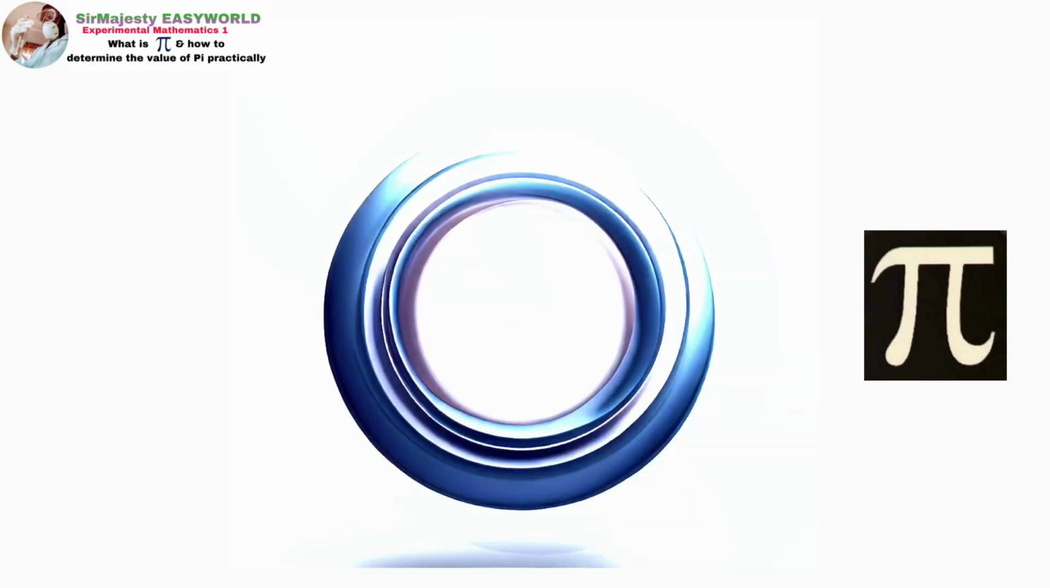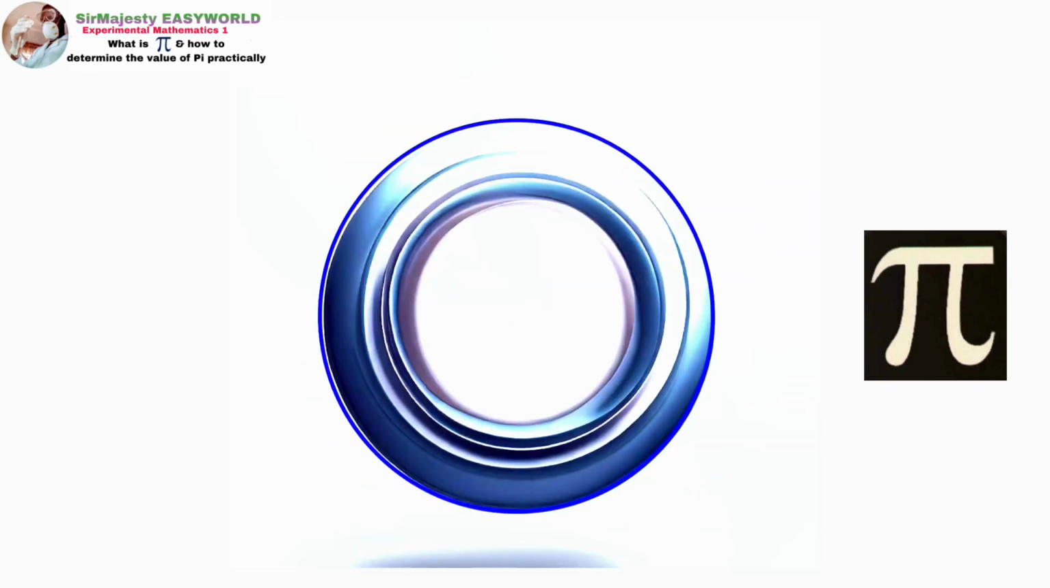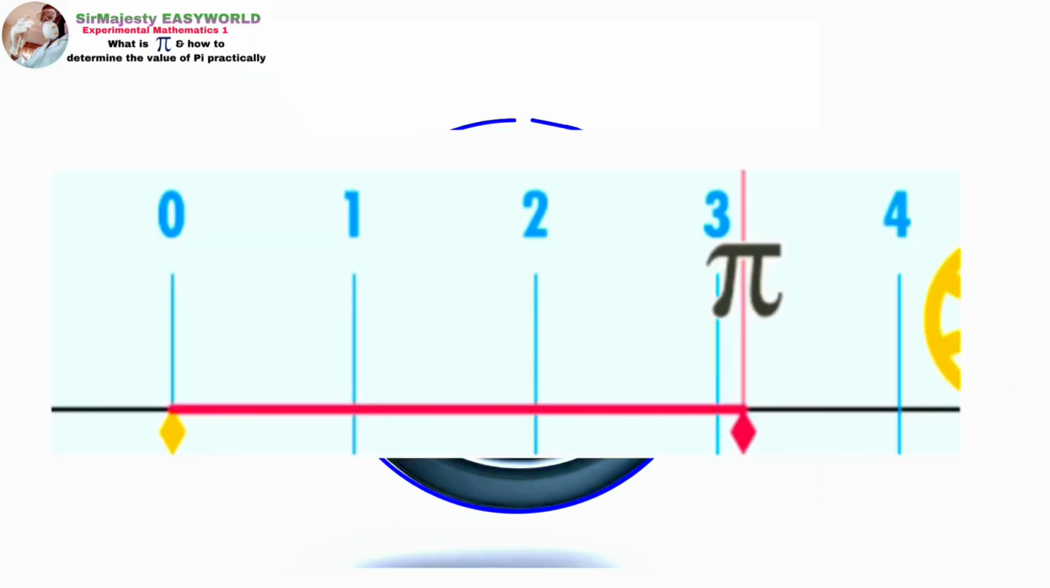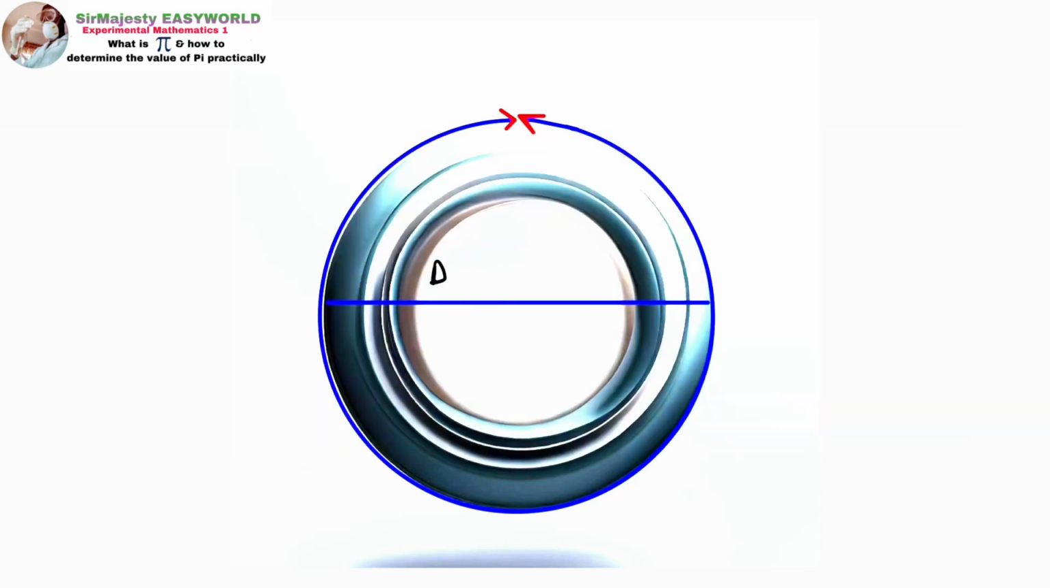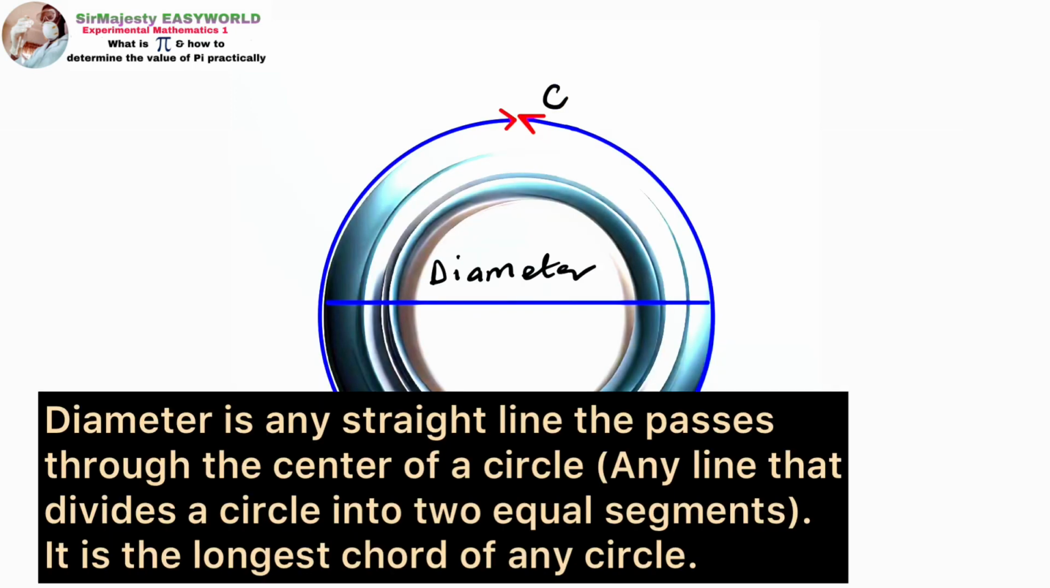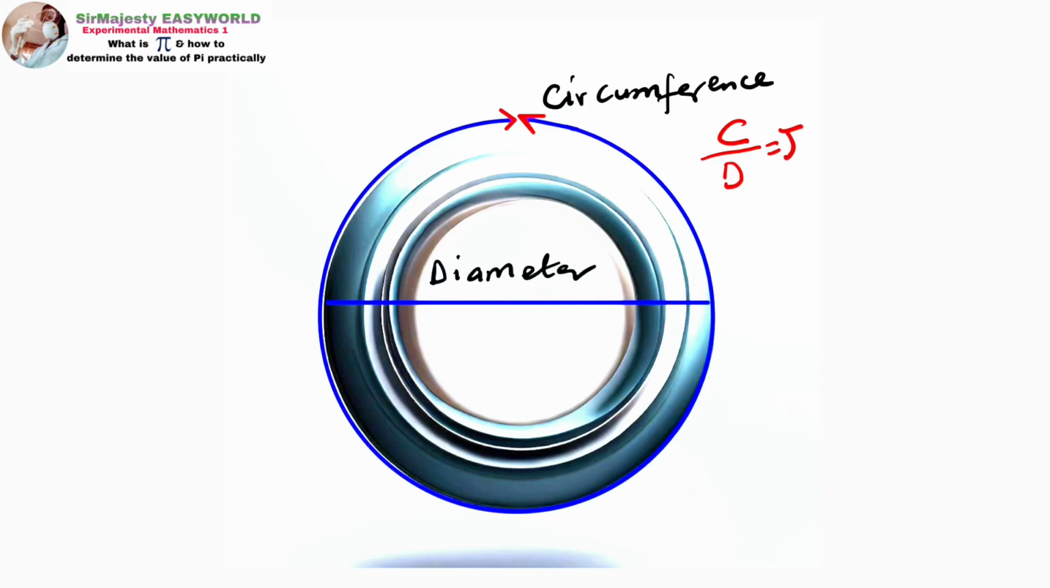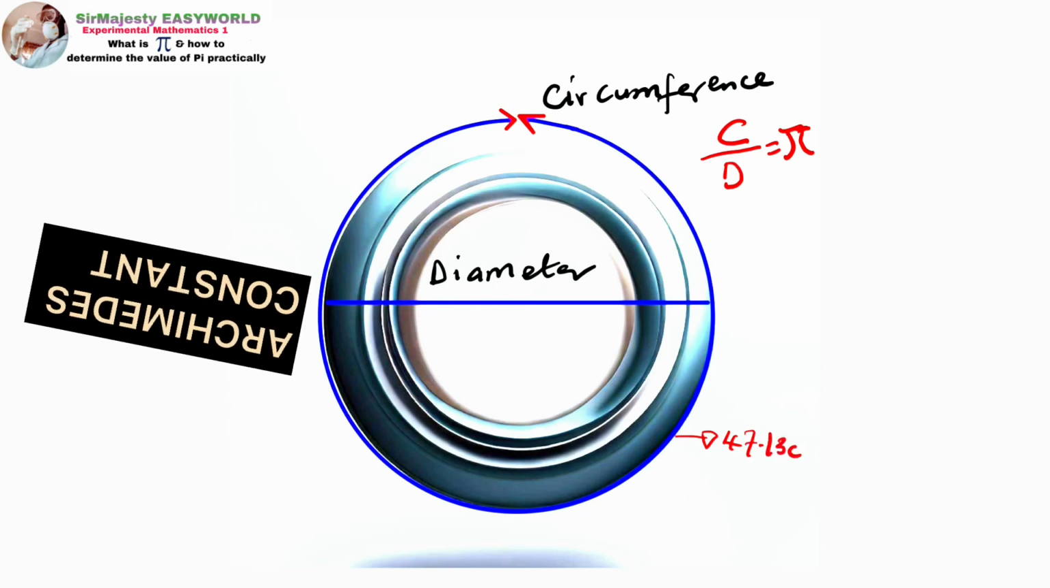Let's consider the circular object here, the metallic circular object. The circumference, remember, is the distance round a circle, also called the perimeter, and dividing it by the diameter of this, you will get a constant. Whenever you divide the circumference of a circle by the diameter of the same circle, you always have a constant, and that is the Archimedes constant.